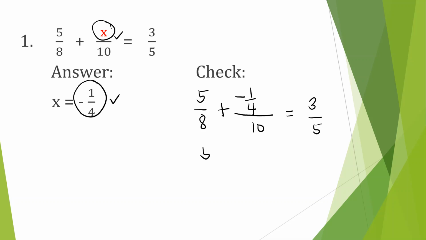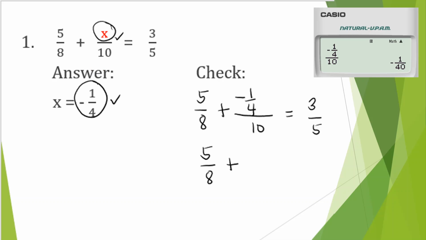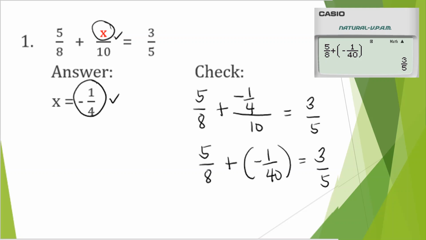So this becomes 5/8 plus negative 1/4 divided by 10 is negative 1/40 is equal to 3/5. Next, let us add 5/8 and negative 1/40. The answer is 3/5, which is equal to the right side of the equation. Therefore, our answer is correct.